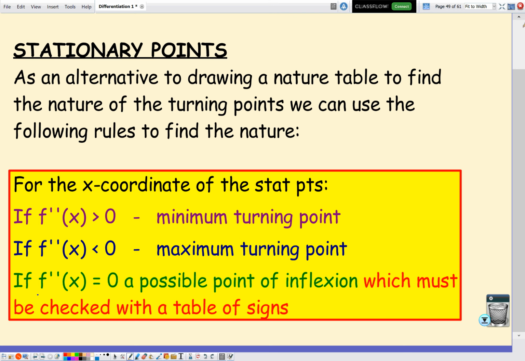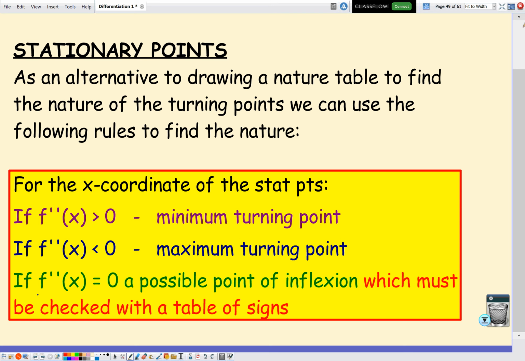And the last point here is really, really important. If you plug an x coordinate in and the second derivative is 0, then that is a possible point of inflection. And if you get that, you need to go and check it with a table of signs, or in other words, a nature table. You're going to have to go back and do it. So if you get the second derivative equal to 0, you cannot just say it's a point of inflection and move on, because there's no way of telling whether it's a rising point of inflection or a falling point of inflection, so you will have to justify it through a nature table.